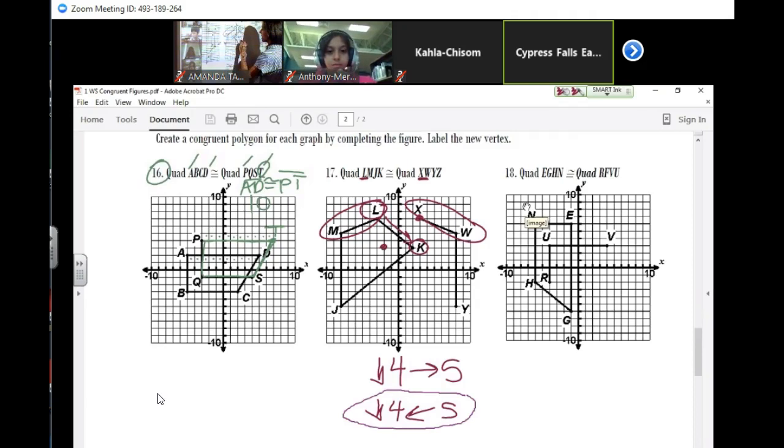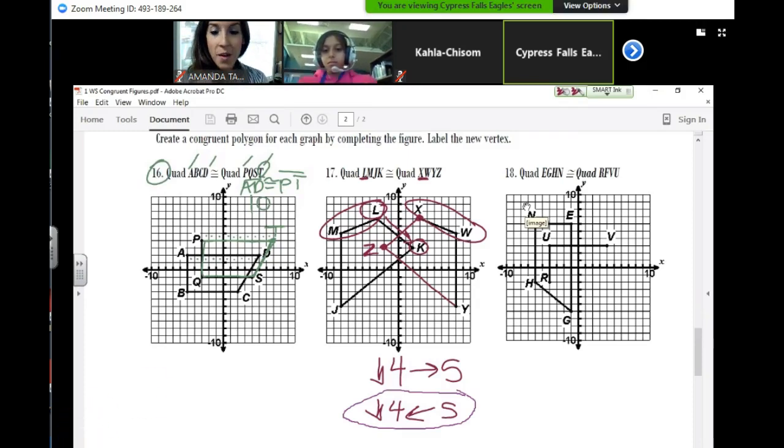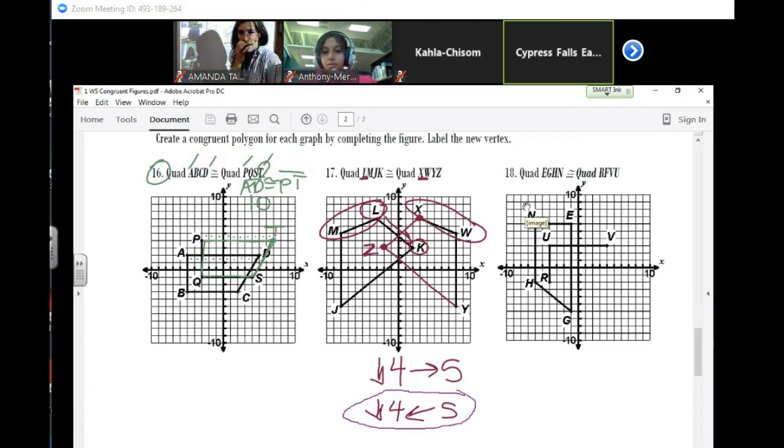So these ended up being overlapping shapes. And I got to my missing vertex by using slope and making it mimic the same slope as the figure that was already done for me. Okay, it looks like we're doing 18 as well. So what happened on 18?